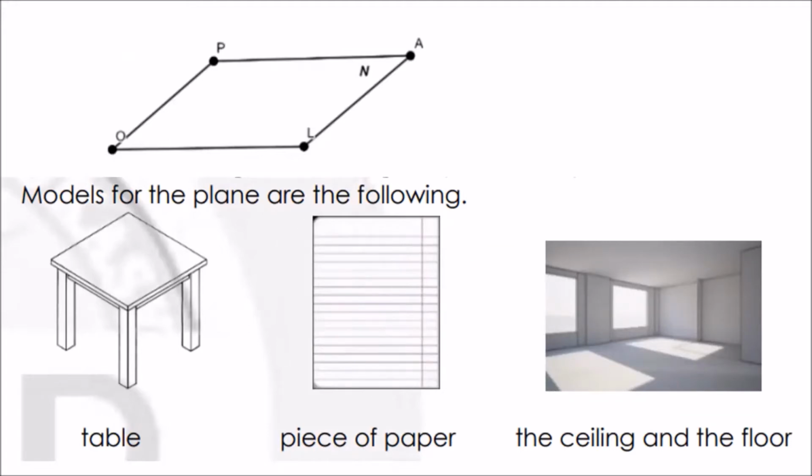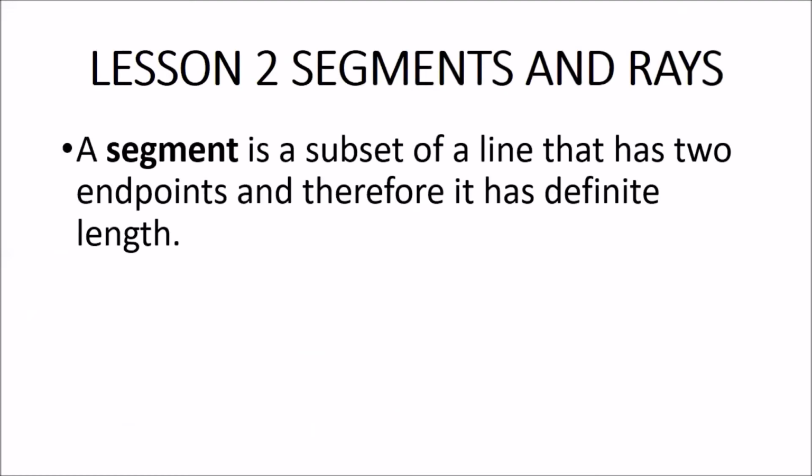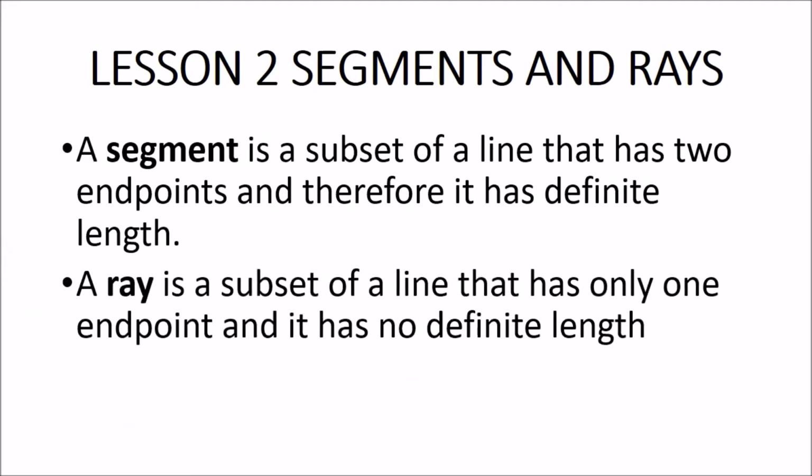Now, a line has a subset. We have 2 subsets, and these are segments and ray. This is our lesson number 2. A segment is a subset of a line that has 2 endpoints, therefore it has definite length with no double-headed arrow, while a ray has one arrow and extend in only one direction with only one endpoint. Or it is a subset of line that has only one endpoint, and it has no definite length and extend in only one direction.